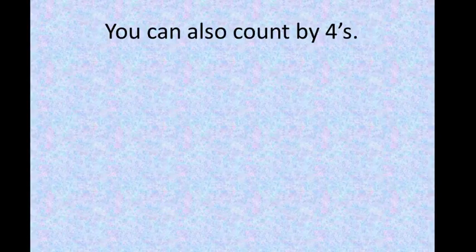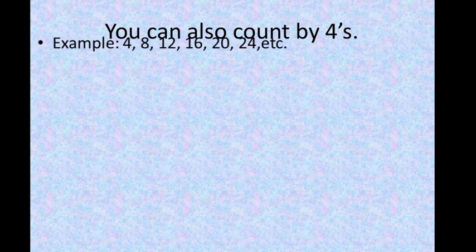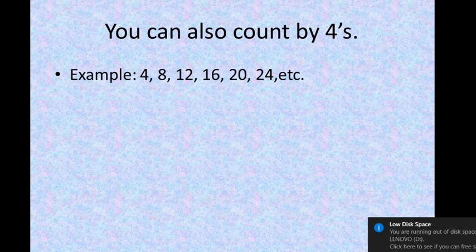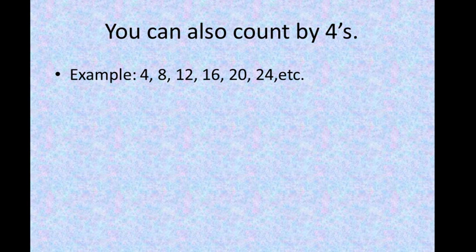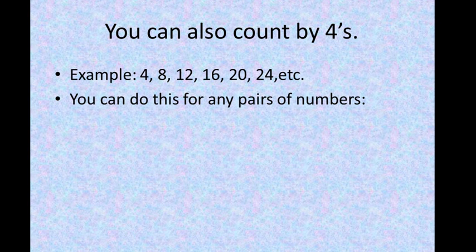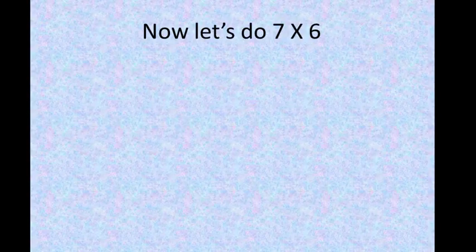You can also count by 4s if that's not the most effective way for you. Example: 4, 8, 12, 16, 20, 24, and etc. You can do this for any pairs of numbers, like 5 times 5, 6 times 6, 7 times 7, etc. Now let's do 7 times 6.